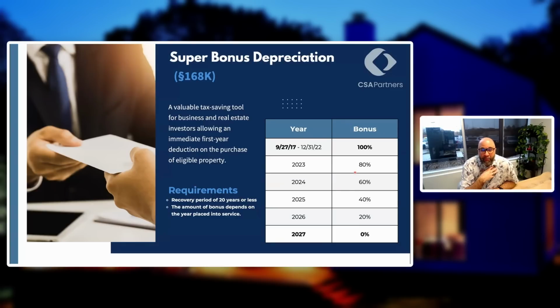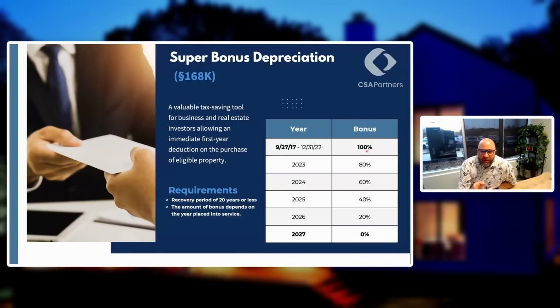I just have to buy a bulldozer that's new to me, the taxpayer, which essentially means I can go buy a used bulldozer. It's new to me, the taxpayer. And now all of a sudden I'm eligible for 100% bonus. So let's stop there. I don't know how many of you guys invest in bulldozers, but let's put this in terms of real estate, because I think that's why we're all here.